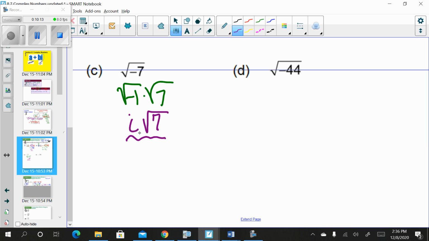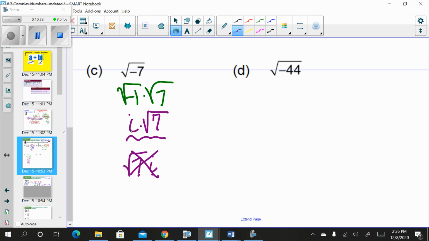Now I know with the whole number ones, I said I'd probably put the i behind. I would be really cautious of doing this because for some people it's like, oh, is the i under the radical? Is it not? That's a little bit harder to read. So if it's a radical, I usually put the i out front.